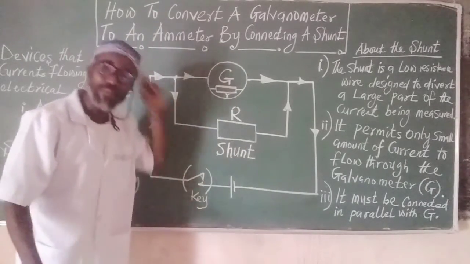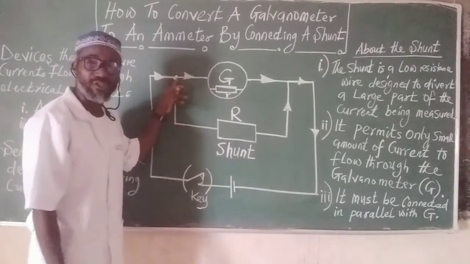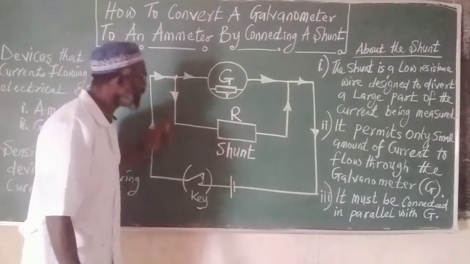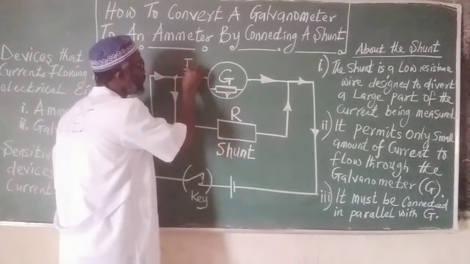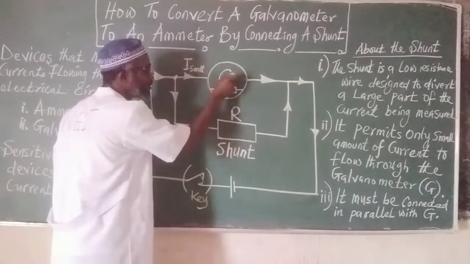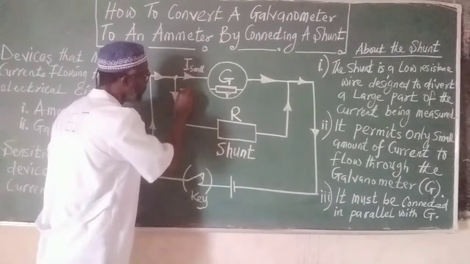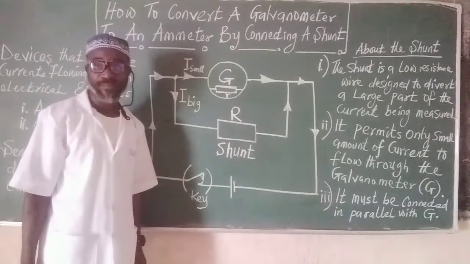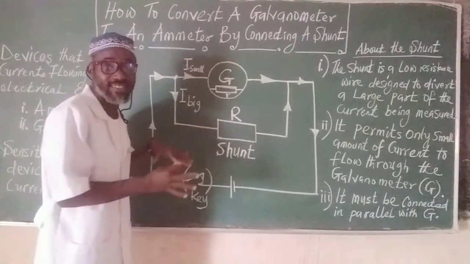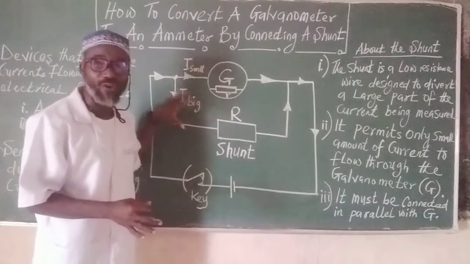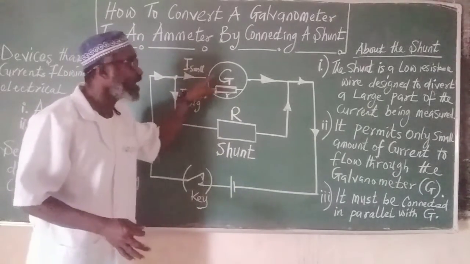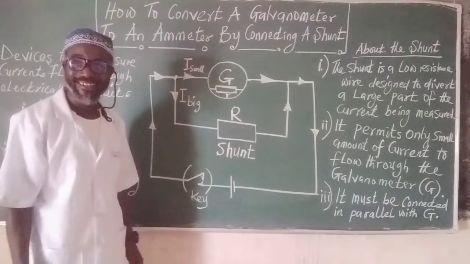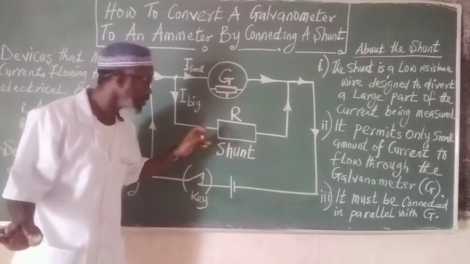No. What happens is that at this junction, the current splits. A small amount of current, I small, flows into this. I big, don't mind my word, I'm using I big, that's a large amount of current, flows into the shunt. Can you now see how the shunt diverts a large part of the current from flowing into this, and only allows a small amount of the current to flow into the G? That's the function of the shunt.